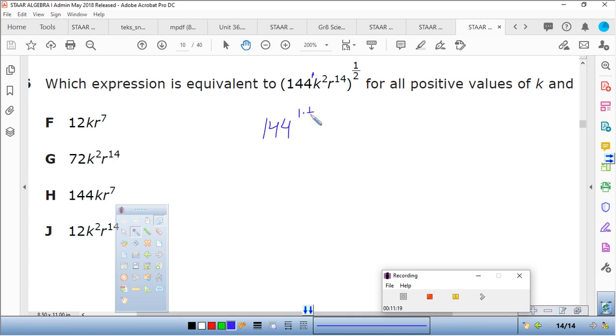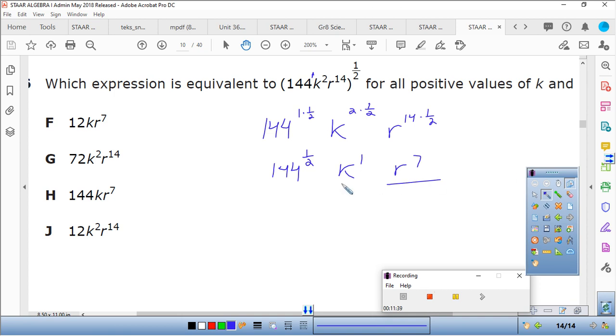1 times a half. Then we're going to have k 2 times a half. And then r 14 times a half. Multiply the exponents. So this becomes 144 to the half power. This one becomes k to the 1 power. This becomes r to the 7th power. Okay, now you don't even have to do much. You can see these two already. You see that?